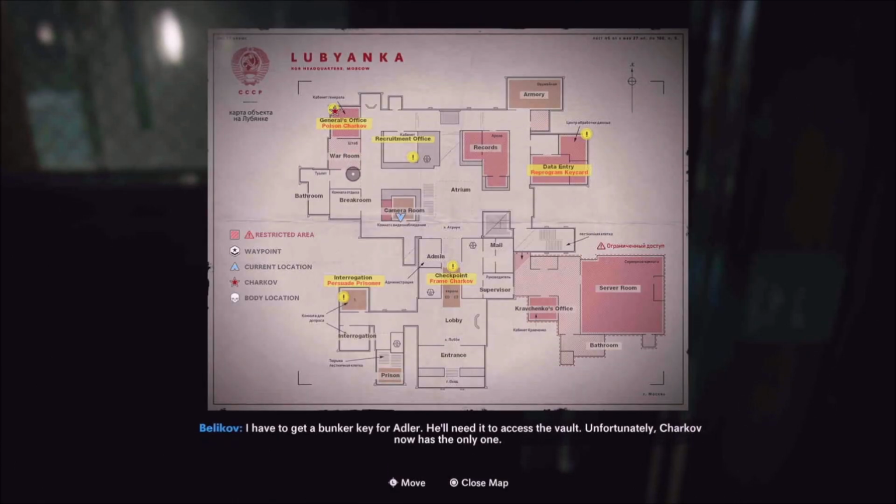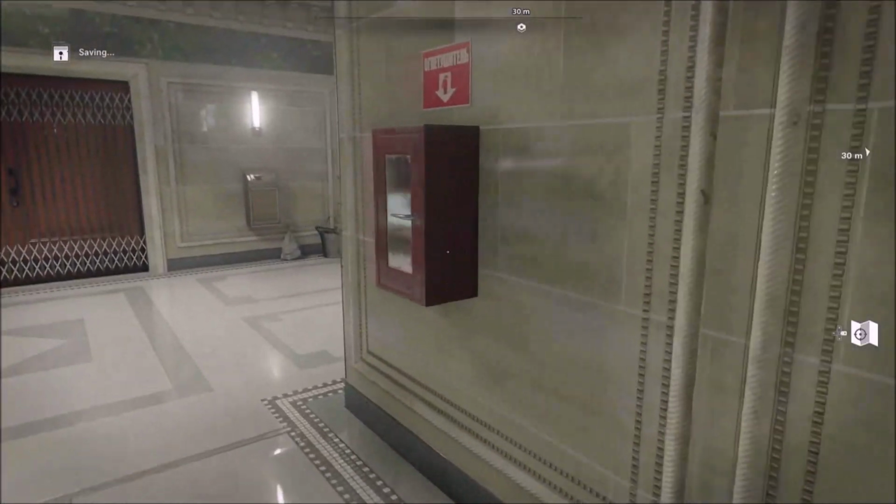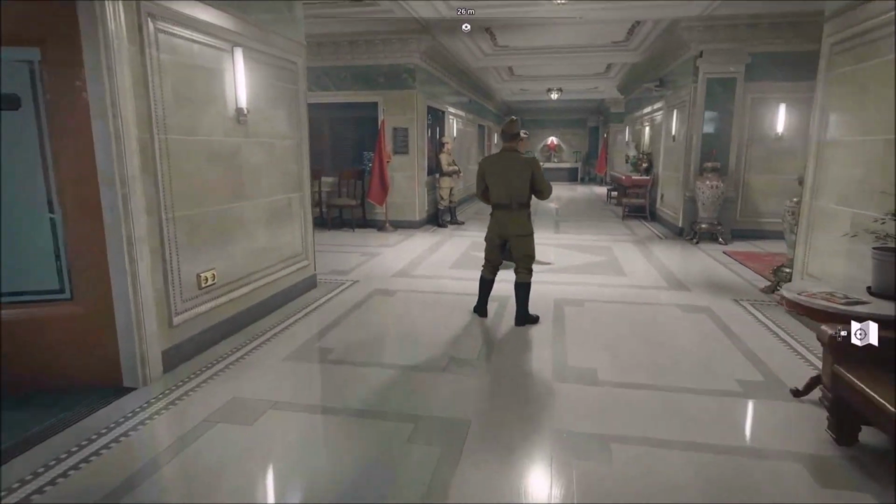Now, this is the most complicated piece of evidence to get, because the evidence will spawn in a bunch of different places. It'll spawn in the server room, it could spawn in the war room, it could spawn in the records room. However, there's a pretty good trick to get this.